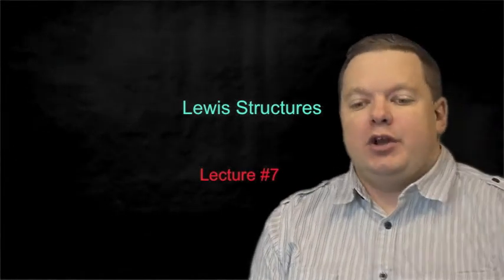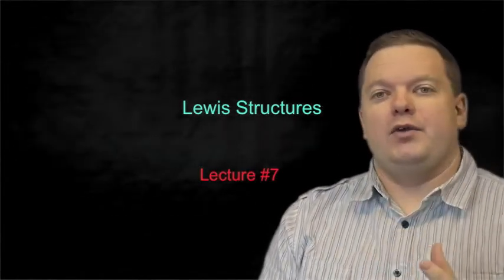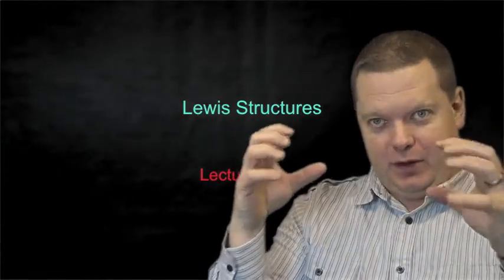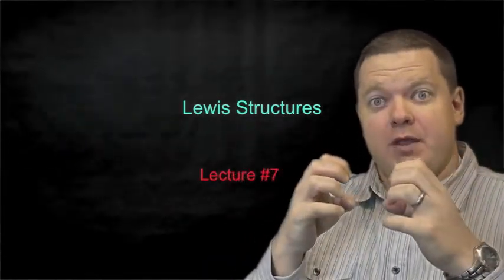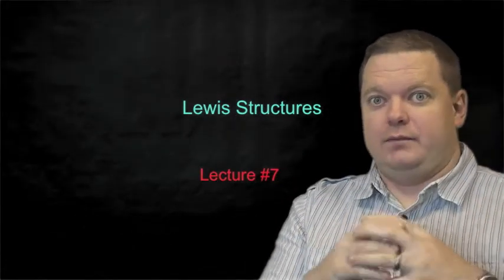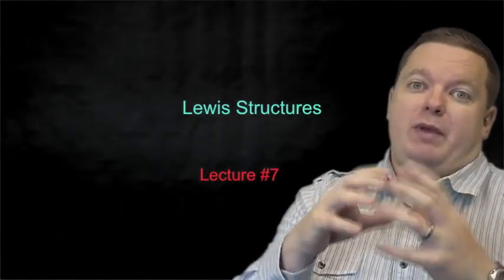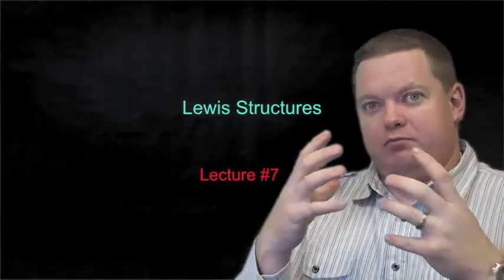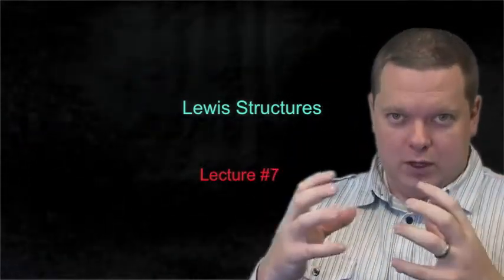Lewis structures, lecture number 7. So we're going to expand on this idea of this Lewis dot symbol, where we can take the valence electrons and connect them in terms of these covalent bonds. And we're going to expand them instead of diatomic, which we've done in class. We're going to start talking about more complicated connections.